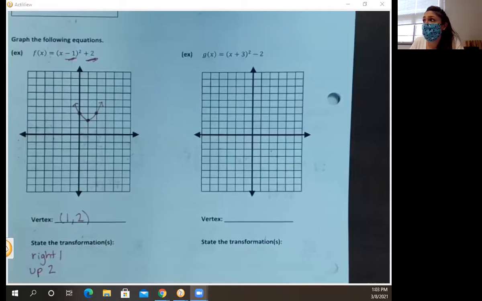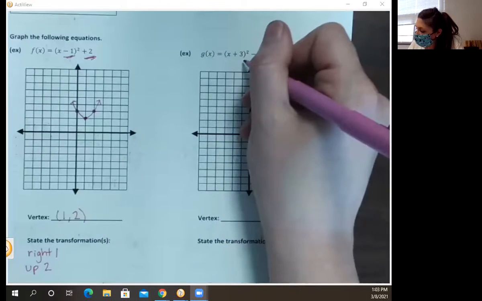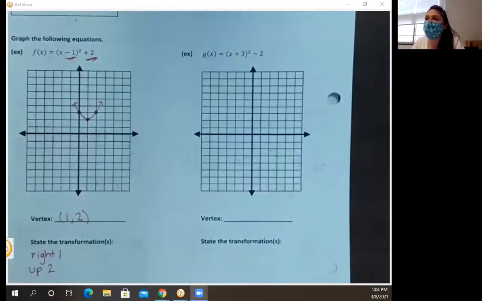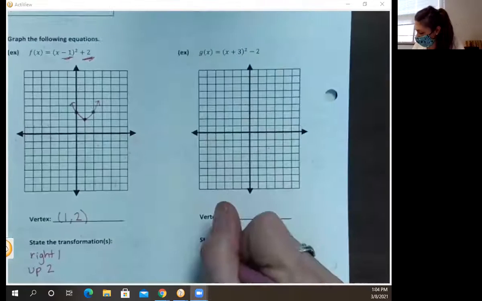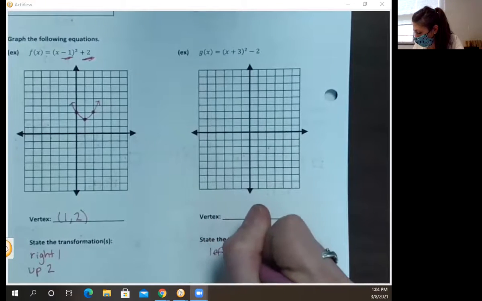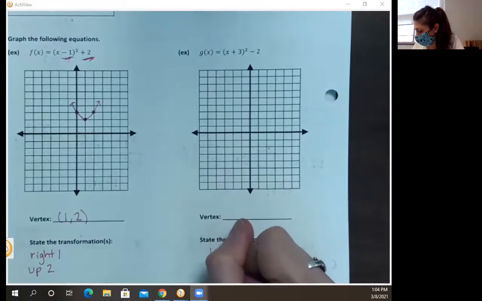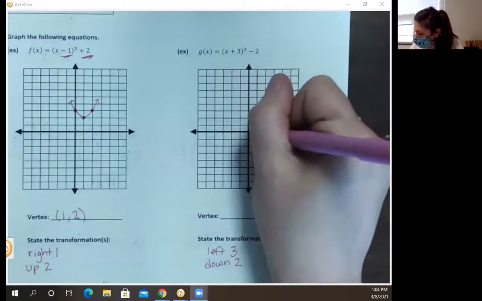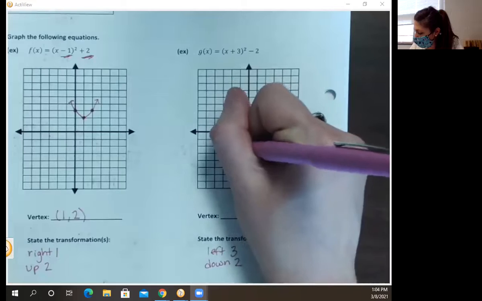Okay, let's look at our next one. So we've got x plus 3 squared minus 2. Nothing in front, so we're not compressing or stretching or flipping. I'm going to move to the left 3 and down 2. So my vertex should be at 0, 0, but I'm going to move it left 3, 1, 2, 3, and down 2, 1, 2.